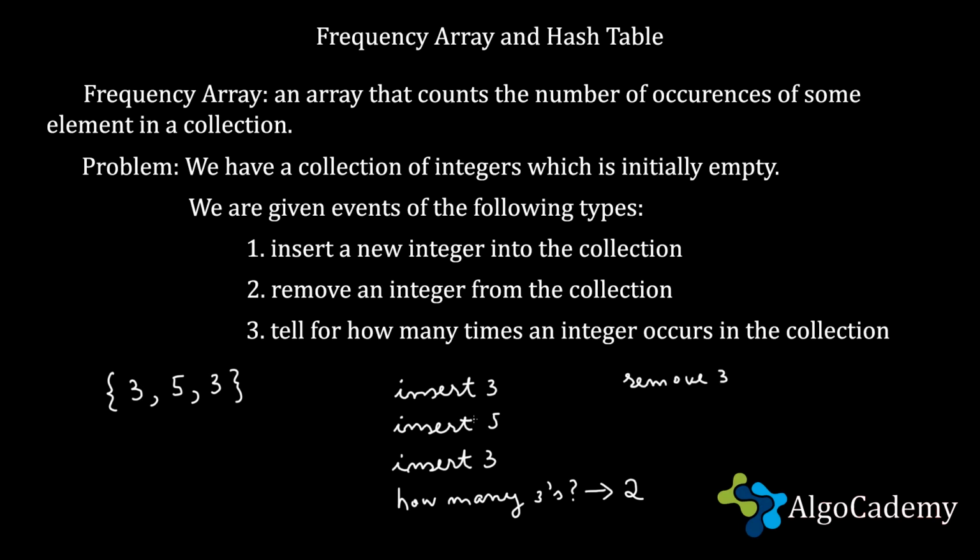What am I going to do? I'm not going to remove both the appearances of 3. I'm just going to remove one of them. So let's say I remove this one. Now my collection is 3 and 5.